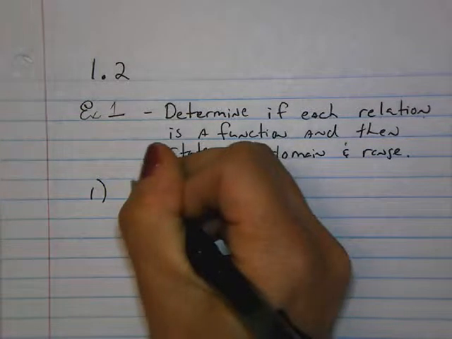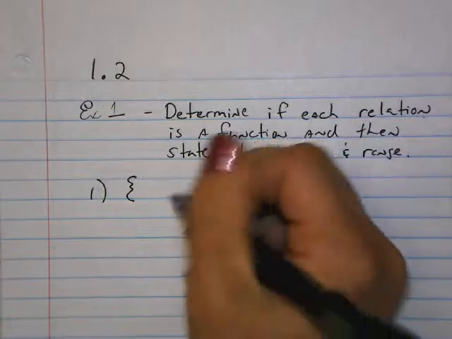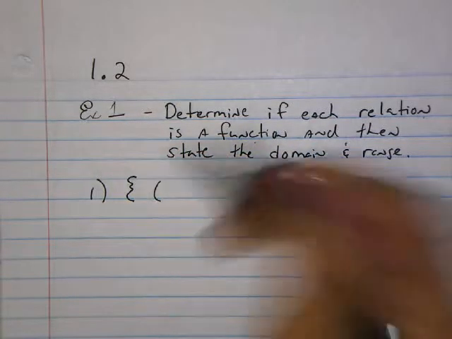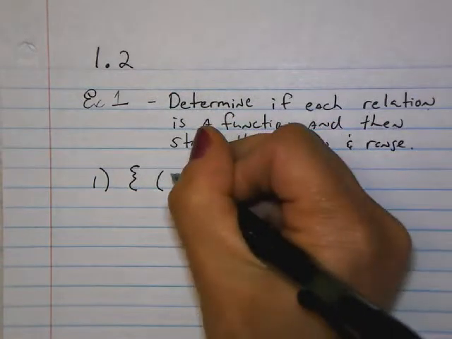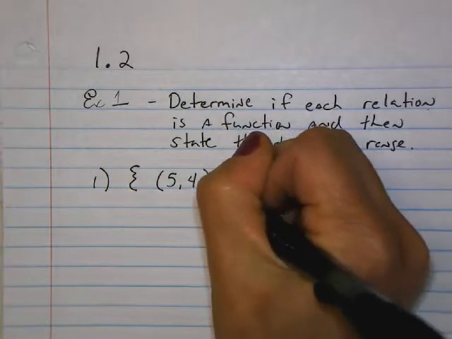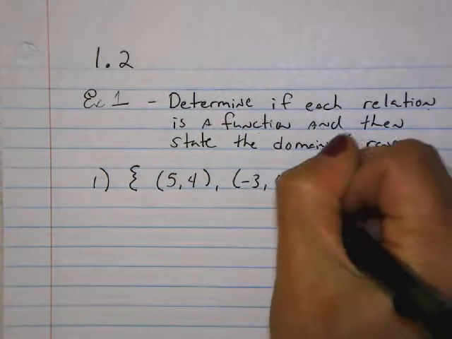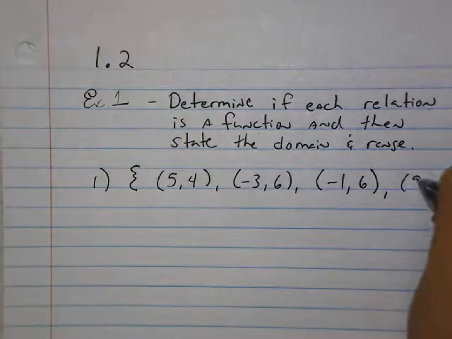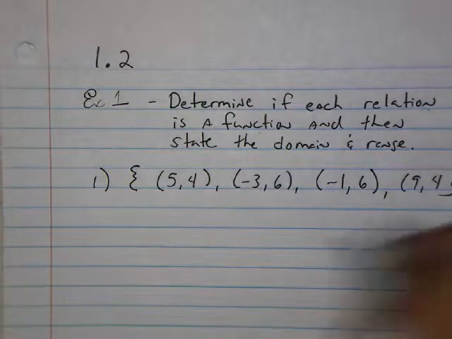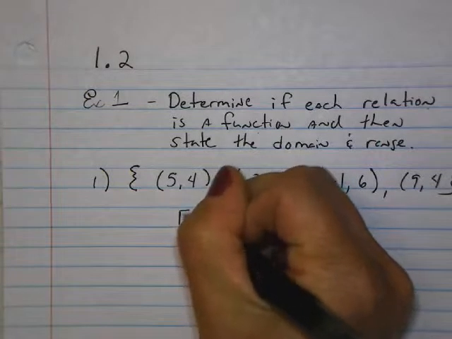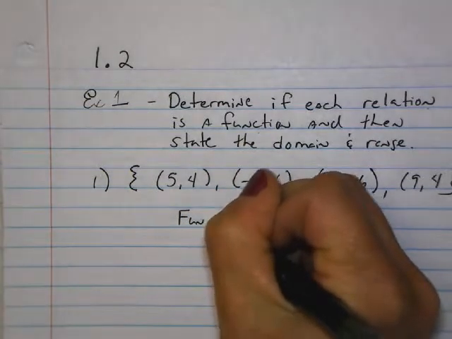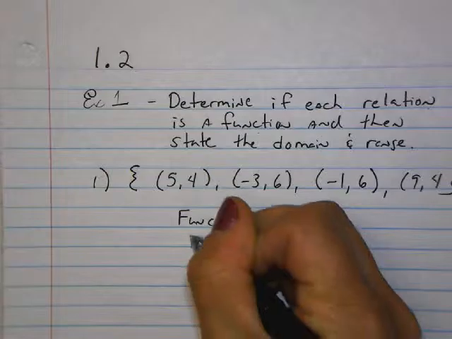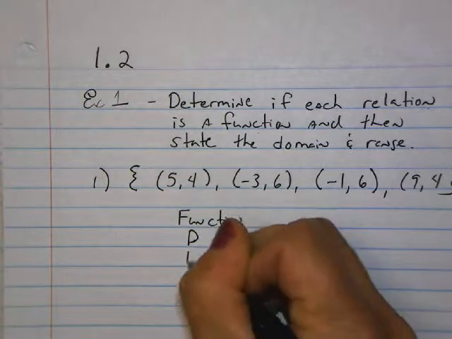Okay, so let's start with our first note, and this is going to be in set notation. These braces are set notation. So we have a set of points, and we're going to ask you three questions. You want to know, is it a function? What's the domain? What's the range?